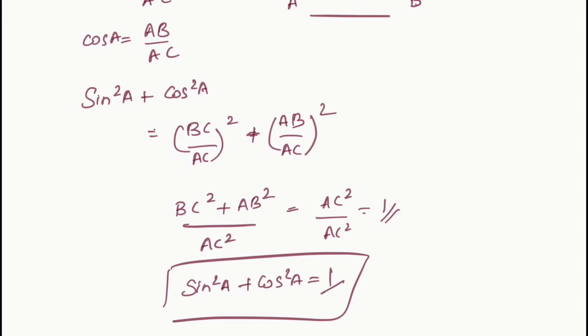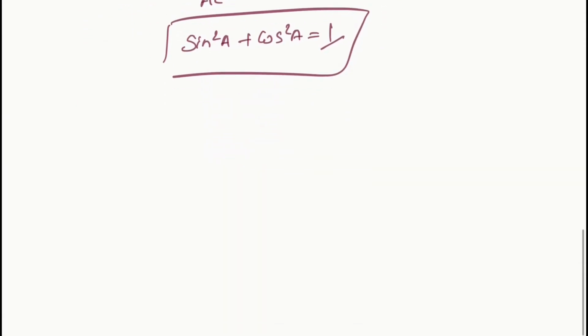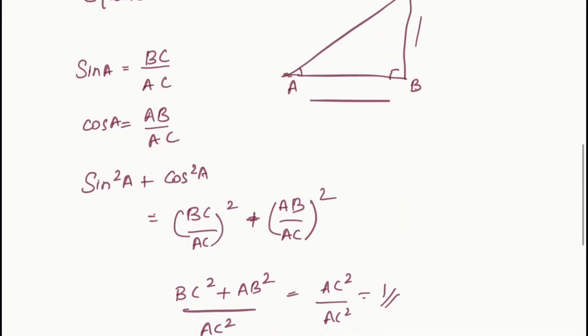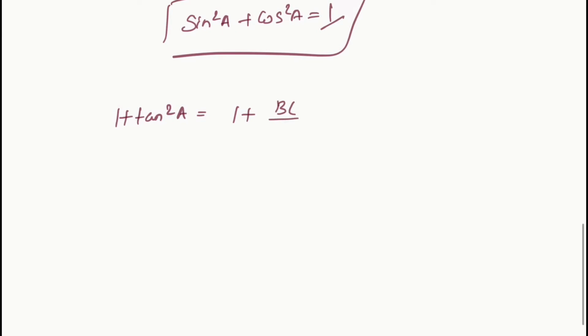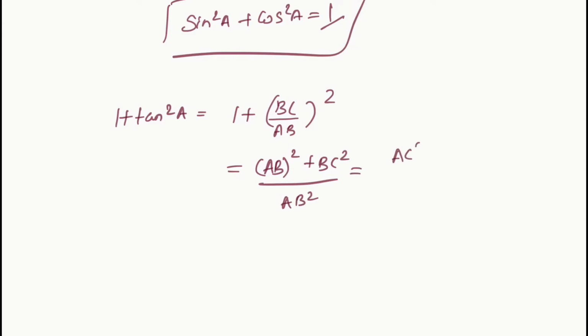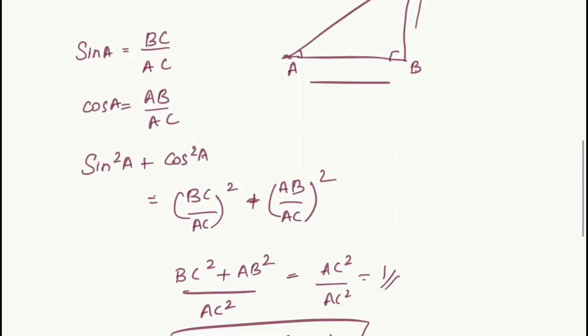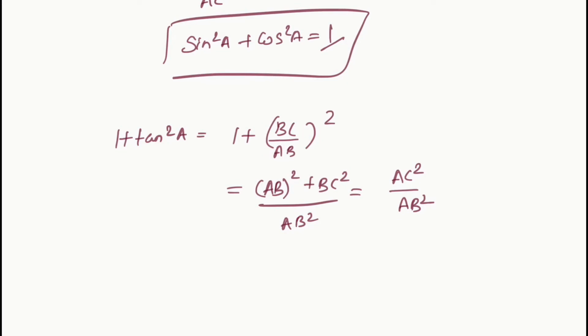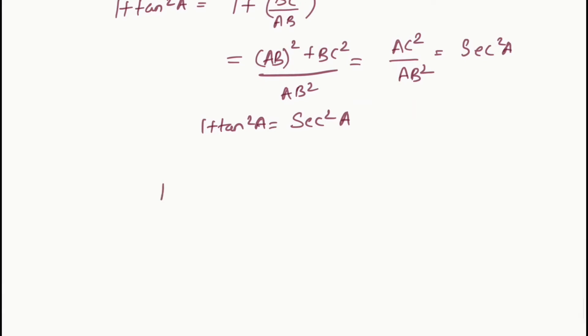Similarly, we have more. Similarly, I can write 1 plus tan square A as 1 plus BC by AB whole square. That is equal to AB square plus BC square by AB square. That is equal to AC square by AB square. What is AC square by AB square? That is hypotenuse by base. What is hypotenuse by base? That is your secant A. So you are getting secant square A. So you get 1 plus tan square A is equal to secant square A. Similarly, if I solve, I will get 1 plus cot square A is equal to cosecant square A.